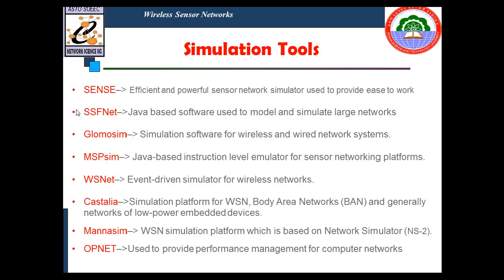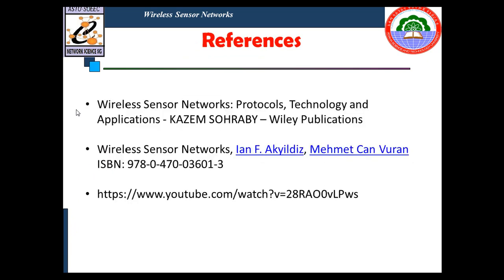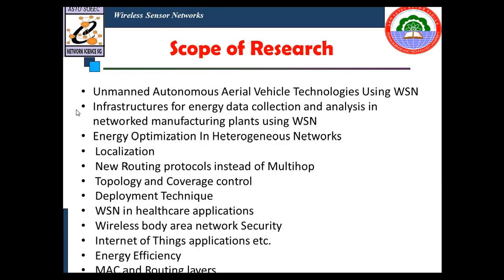networks. The various simulation tools we have for these sensor networks are Sense, SSFNet, GloMoSim, MSPSim, and WSNet, as well as Castalia, Manna, OPNET. These are the various simulation tools; based on our requirement we can use them. For example, we can use OPNET to provide performance management for computer networks. In this case, we can also use NS2 as well as NS3. These are the references and the scope of research.